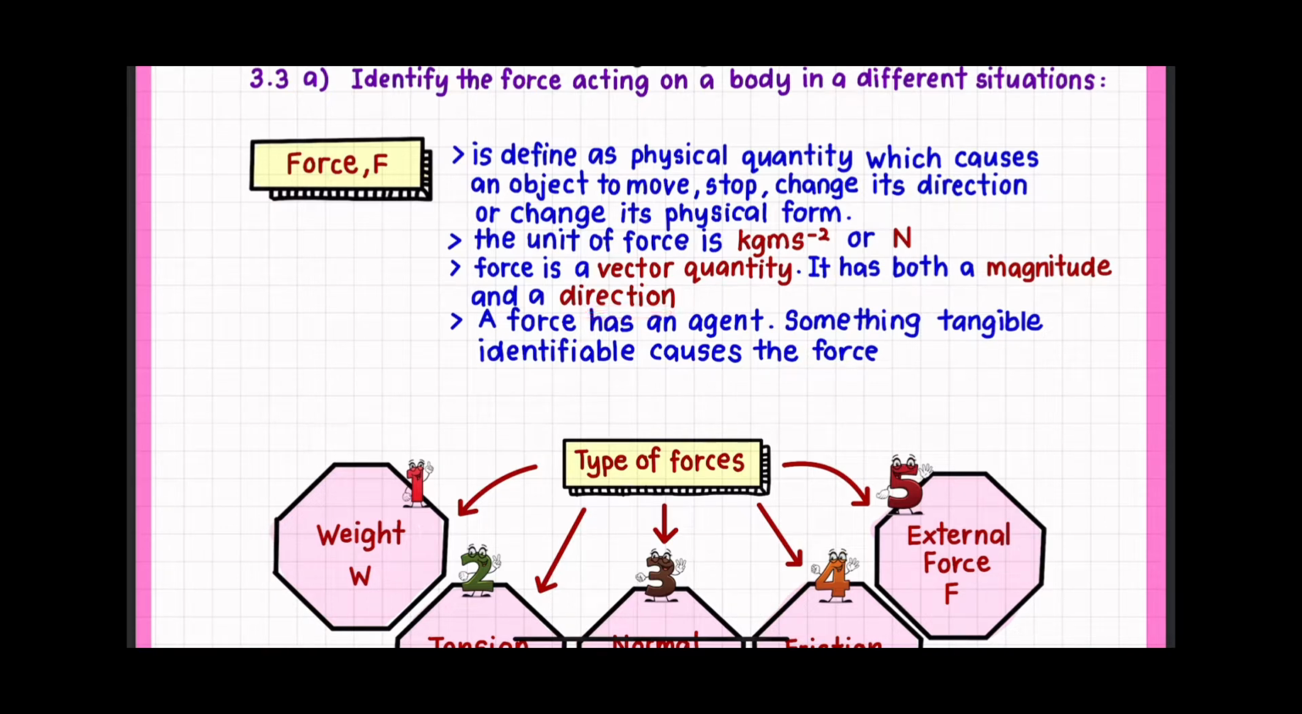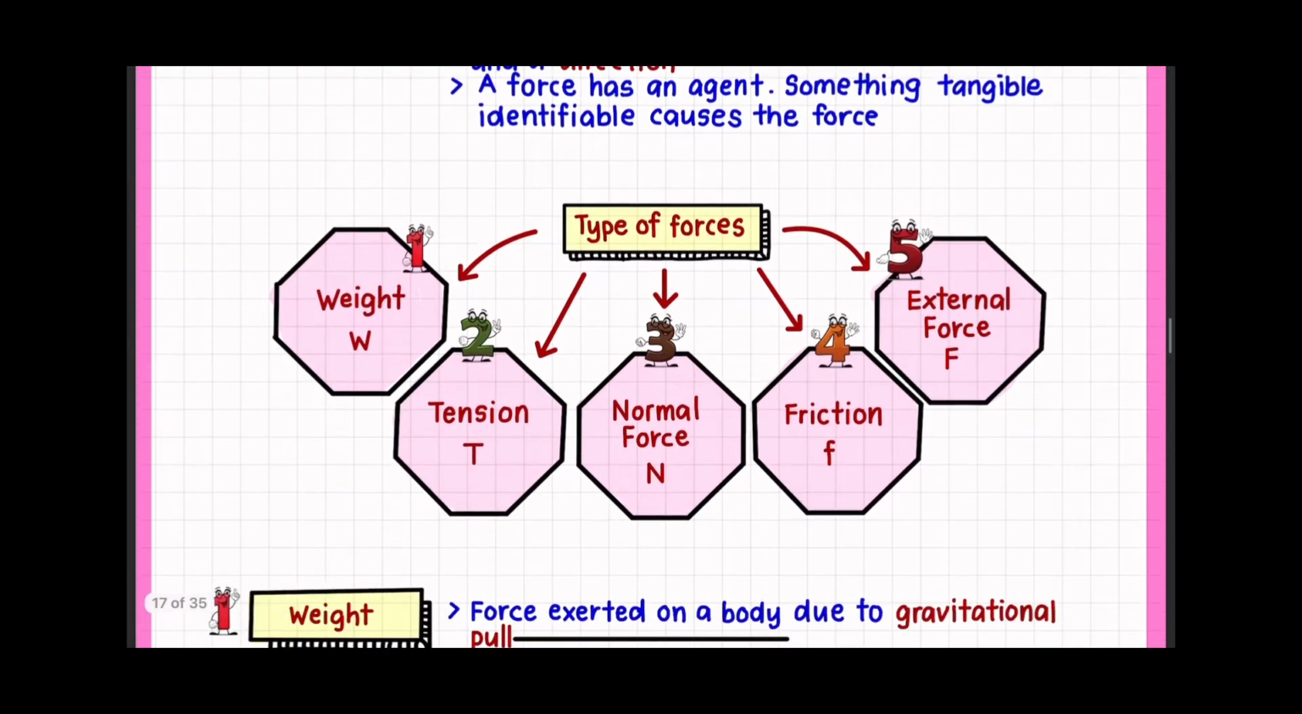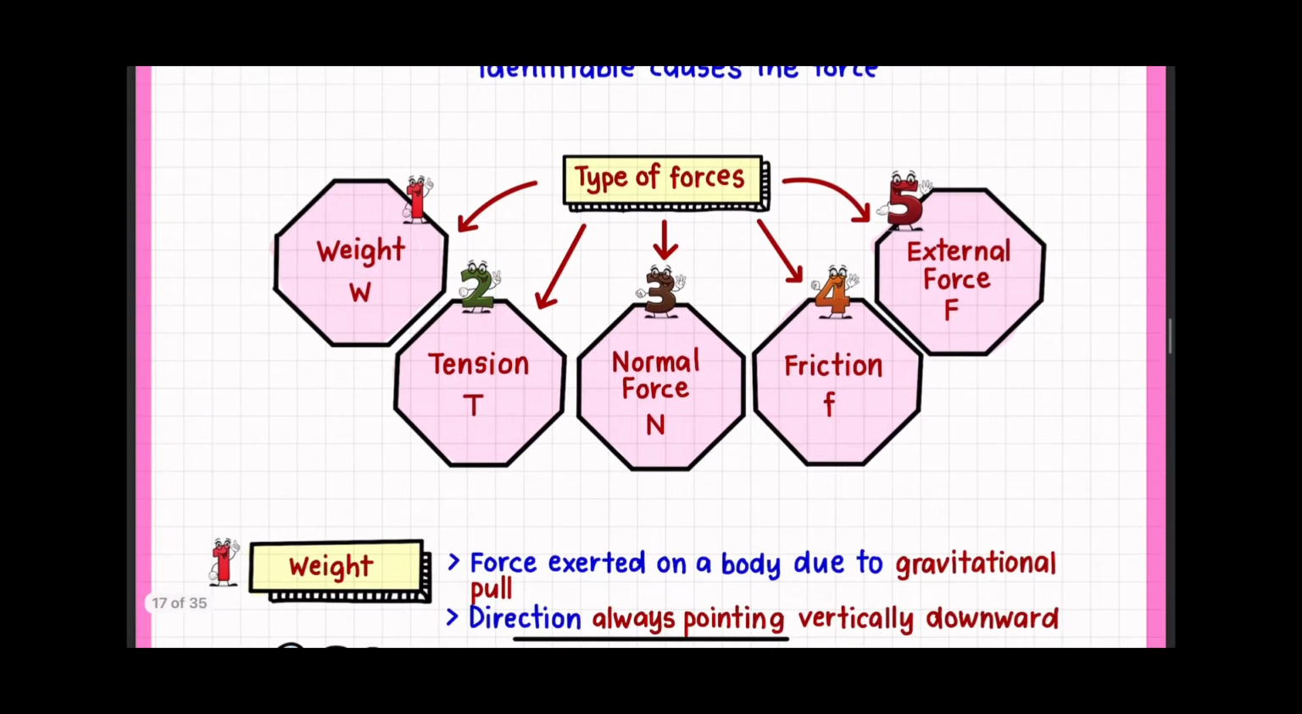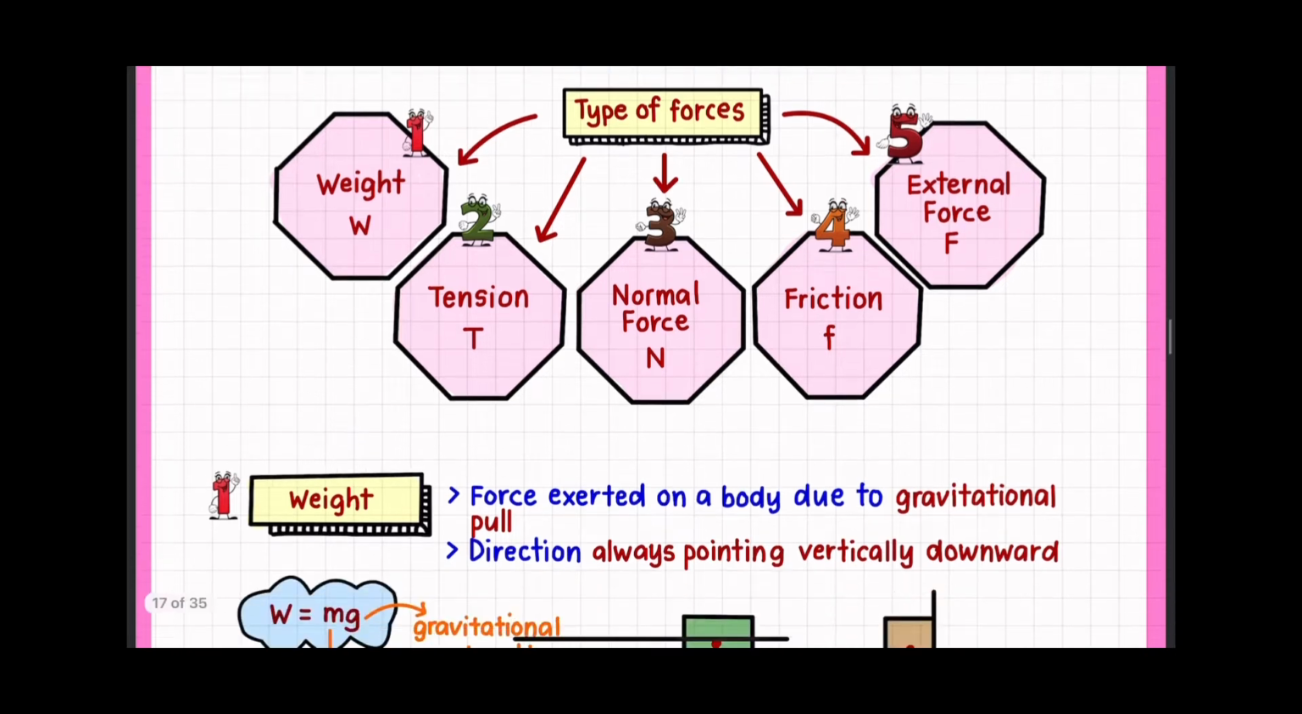So a force has an agent, something tangible, identifiable that causes the force. Okay. So ni adalah agent of the forces. Okay. So types of forces we have weight, tension, normal force, friction and external force. Okay, external force comes from pull or push, means that external means you yang create force tu. Okay, dari luar. It's not from the body. Okay, so kita tengok yang pertama.